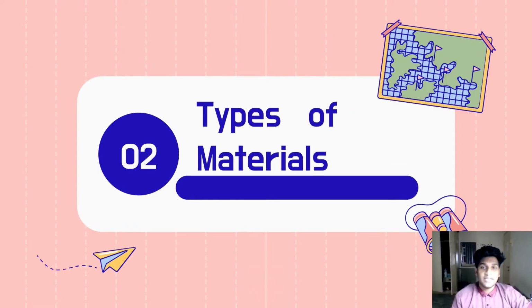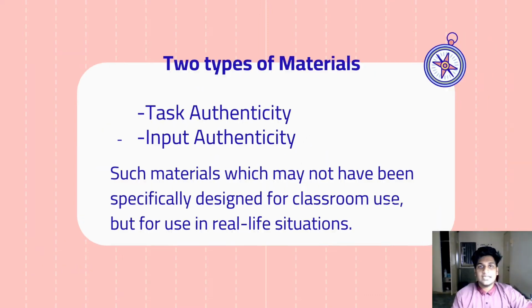Hello doctor and friends, my name is Kamalesh Sivaguru and my matric number is 151848. And I am going to continue the presentation by explaining the types of materials. There are two types of materials which are task authenticity and input authenticity. Such materials might not be specifically designed for classroom use, but they are used in real life situations that can help a learner to learn a language.